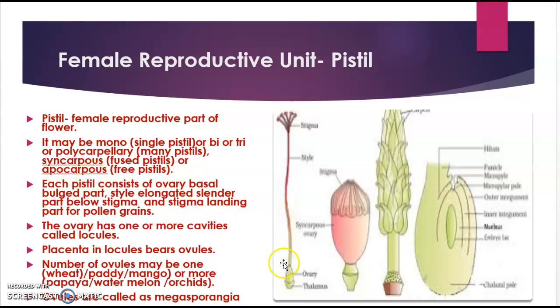Now each pistil that I have already mentioned has three parts: ovary, style and stigma. The ovary has one or more cavities called locules, and I can show you this in another picture. The placenta in the locules bears ovules. The number of ovules may be one, like in wheat, paddy, rice or mango, but many ovules are present in papaya, watermelon and orchid. This ovule is also known as the megasporangium, and in plural, megasporangia.